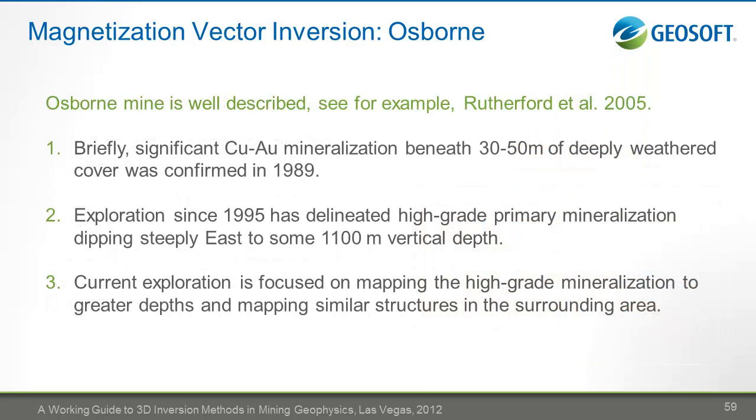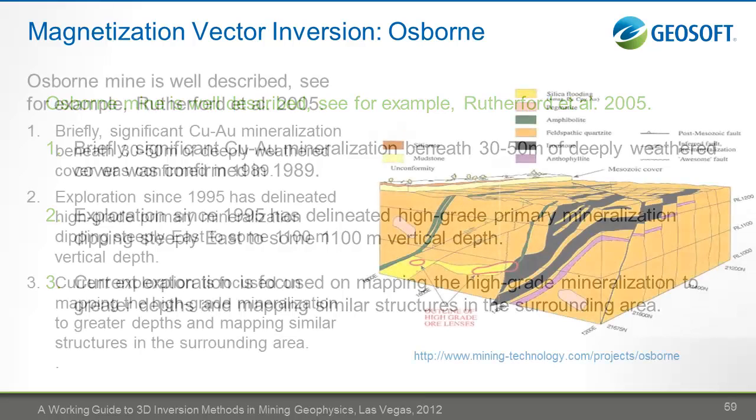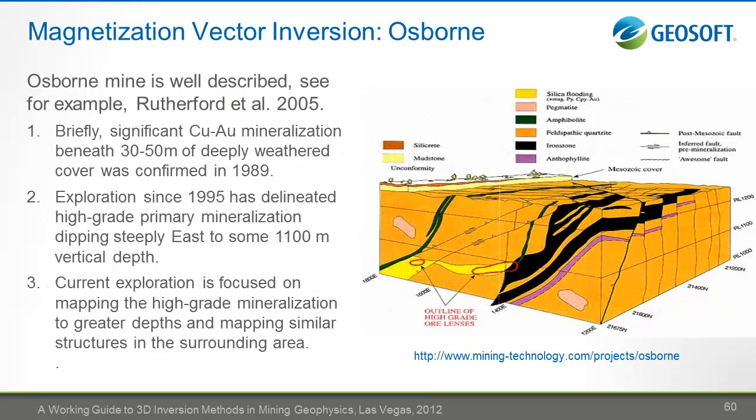Now, the Osborne mine has been very well described in a series of publications. Briefly, we have significant copper-gold mineralization beneath 30 to 50 meters of deeply weathered cover. Since 1995, exploration is mainly focused on delineating a high-grade primary mineralization that dips steeply to the east. And the current exploration is focused on trying to map that dipping mineralization.